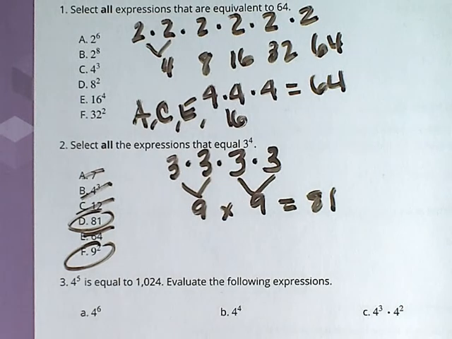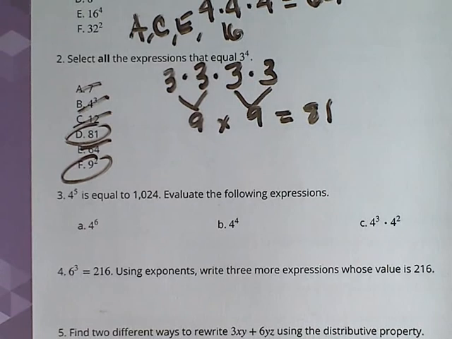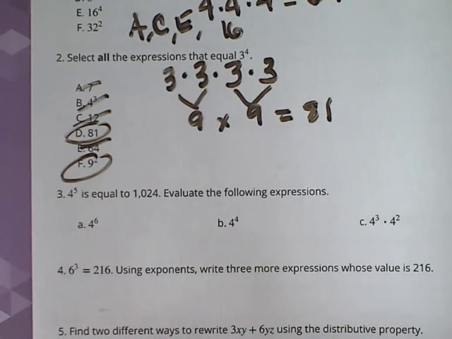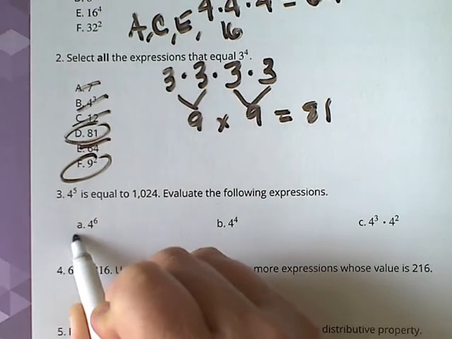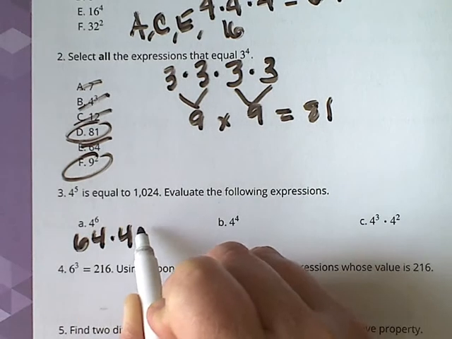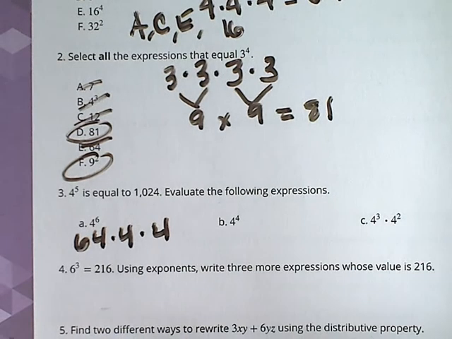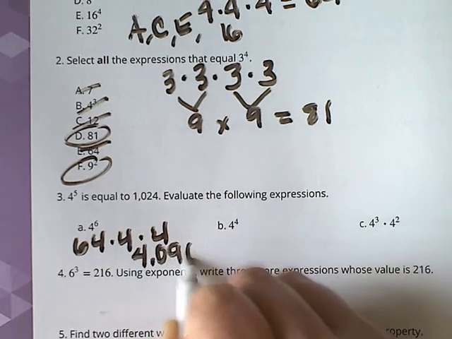Alright, number 3. 4 to the fifth is equal to 1024. Evaluate the following expressions. So we know that 4 to the fourth power, we said, is 64. And then you need to do 64 times 4, and then times 4 again. And that is 4096.